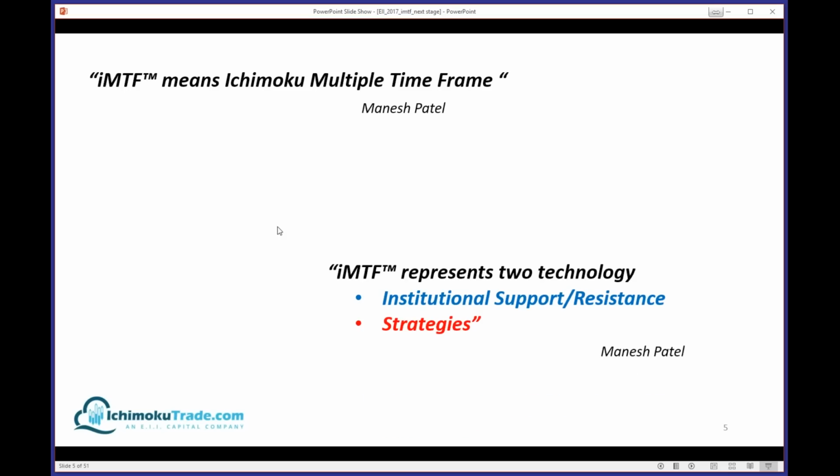Okay? Under the IMTF umbrella, under the technology, we have two concepts that we've developed. The very first one is the IMTF's institutional support resistances, and the second one is the IMTF strategies, which is also known as email alerts. So we're going to be discussing both of these today. We're going to show you how to incorporate these into a trading plan and how to execute that trading plan for various different instruments for any different time frame.